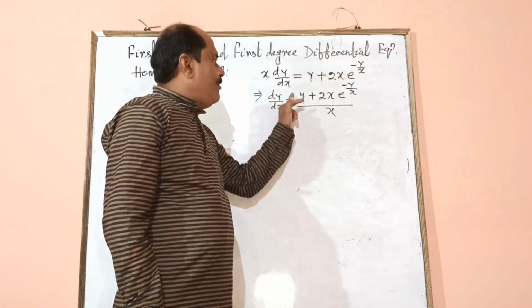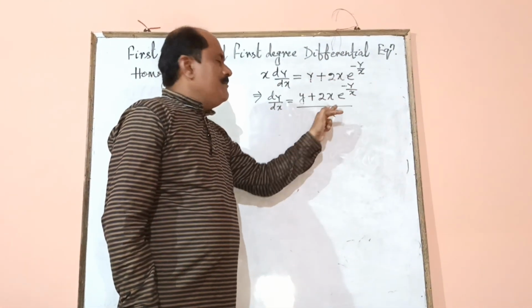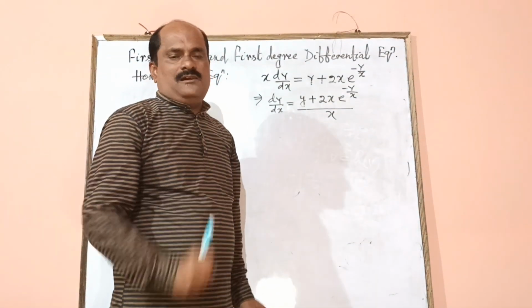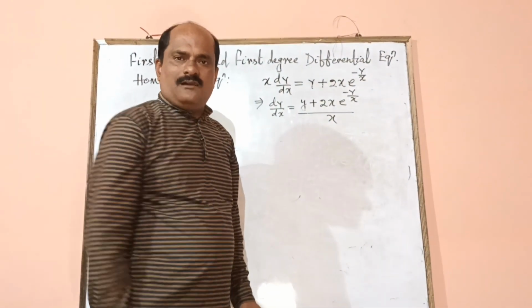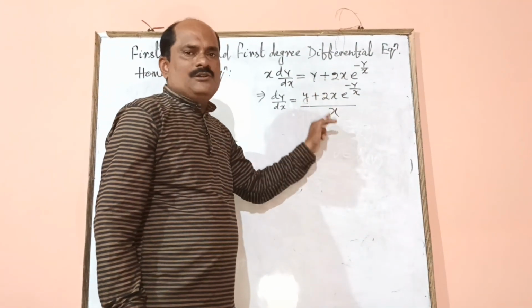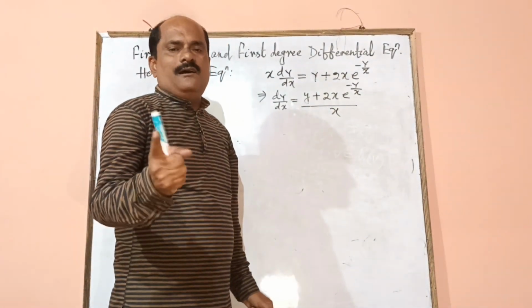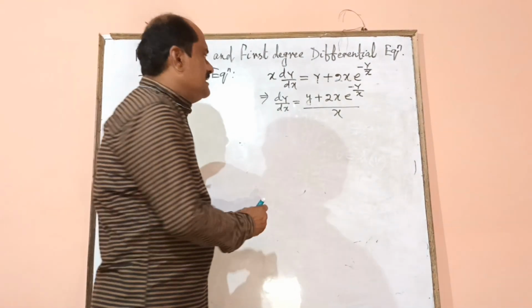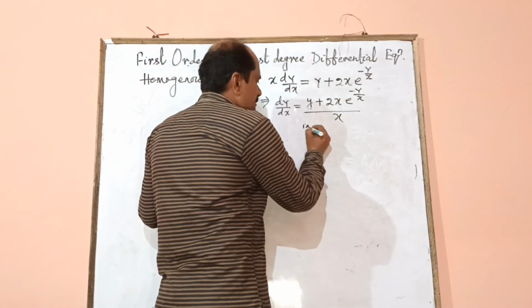That means both numerator and denominator are homogeneous functions. Not only homogeneous functions, they are of equal degree. Both are homogeneous functions of the same degree. Here the degree is 1. So this is a homogeneous equation.